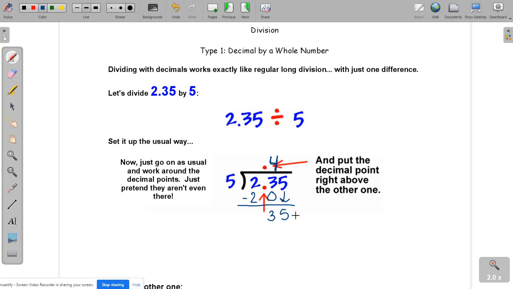How many times does 5 go into 35? And 5 goes into 35 7 times. 7 times 5 is 35. Subtract, and we get 0. So our answer is 0.47.